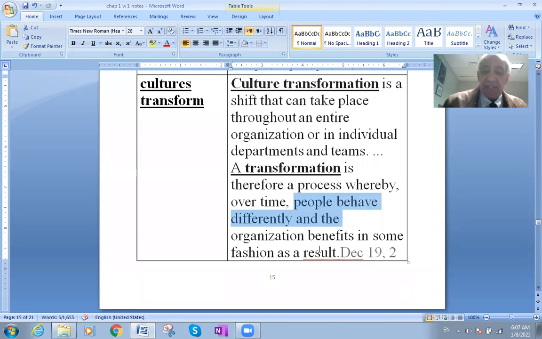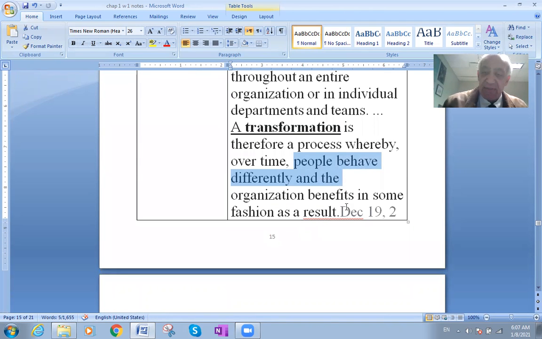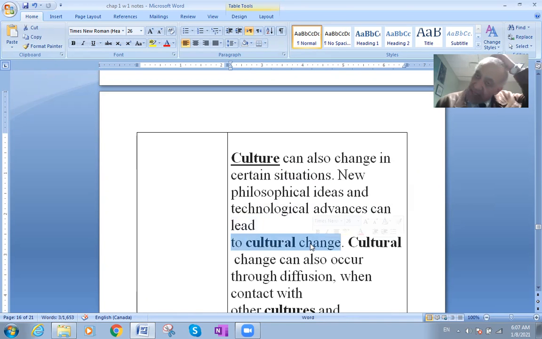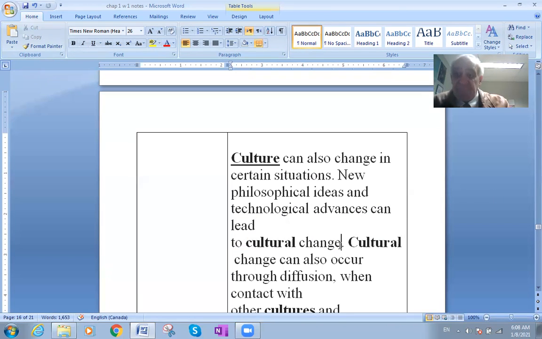The organization benefits in the same fashion as a result. And this is another point: culture can also change in certain situations. New philosophical ideas and technological advances can lead to culture change. Technology can change the culture, and ideologies can change the culture. So culture, in the short run, may be just constant, but in the long run it might be affected by a lot of variables.